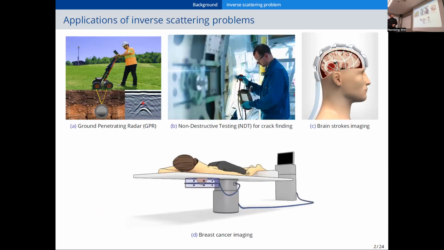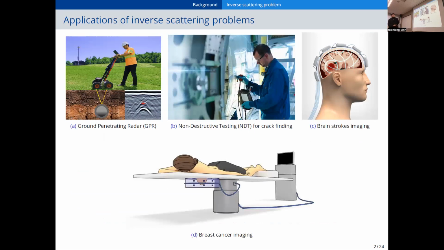These are figures of applications of the inverse scattering problem. The first figure shows the ground penetrating radar. This machine moves around across the ground, across the boundary. There are some antennas inside this machine, some transmitter antennas. Then, scattered by the target, we observe the data. From this data, we can detect some object under the ground.